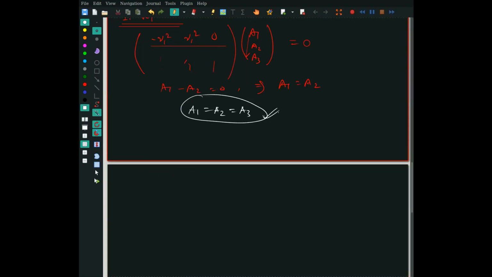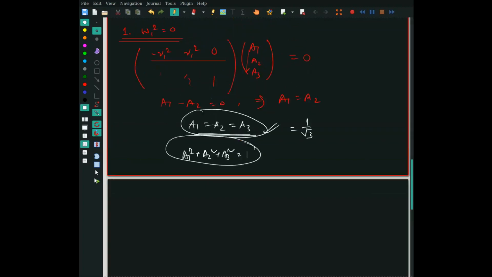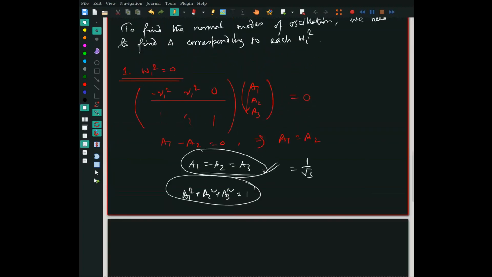So once you have that, you call the common eigenvalue to be, let's say, if you want to normalize this thing, you just put all of them equal to 1 by root 3, then you can check that a1 square plus a2 square plus a3 square equals 1. Okay, if you want to normalize it, but it is seldom necessary. So you do not need to normalize it, but you need to remember that all the displacements are equal in this case.